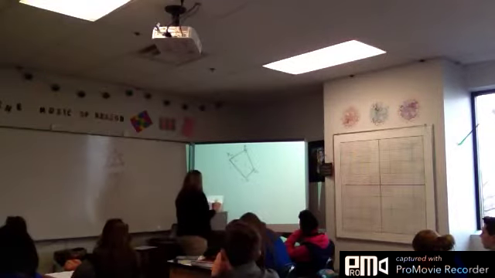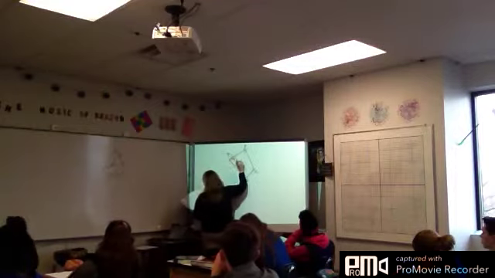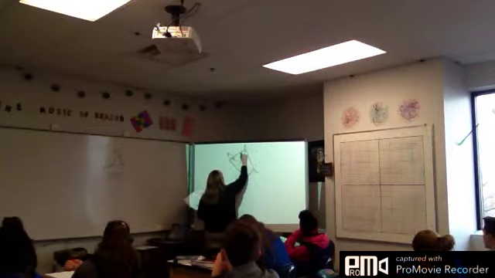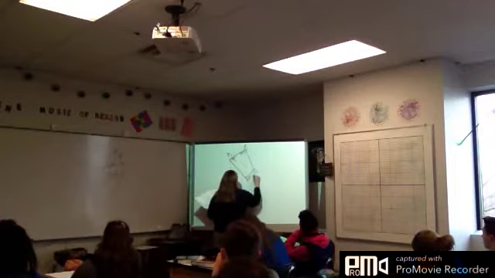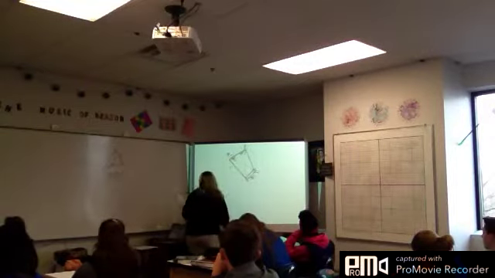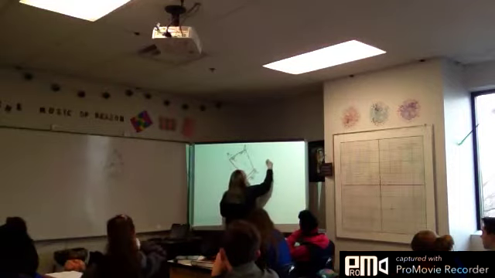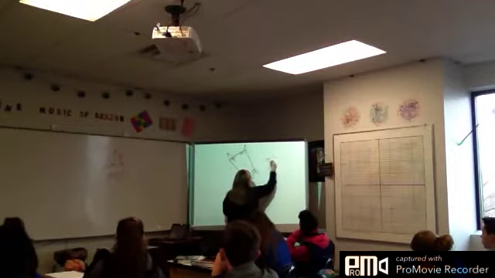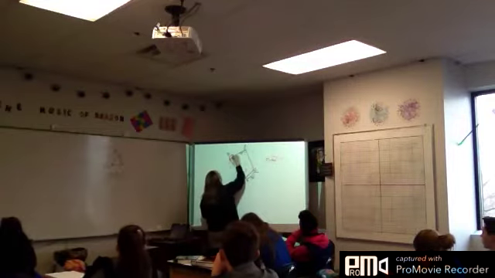Okay, and we know that this angle here is 45 degrees. We know that this angle here is 82 degrees. We know that this arc right here is 35 degrees. Okay? I want to know what the measure of arc AB is. So I'm trying to figure out this portion here, yes?